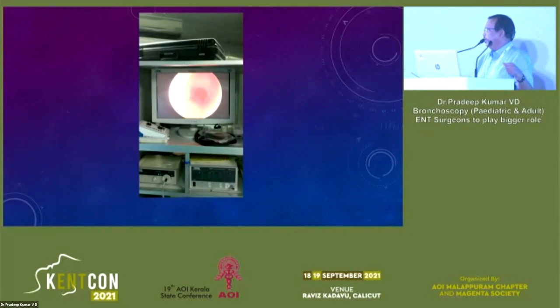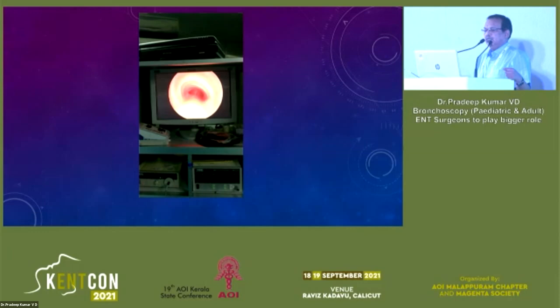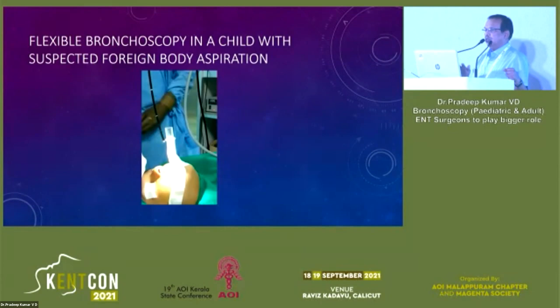Now going to the trachea, then reach the carina. That's all. If you are not seeing anything with the rigid endoscope and you are sure that something has gone wrong, you can use this flexible scope under anesthesia.